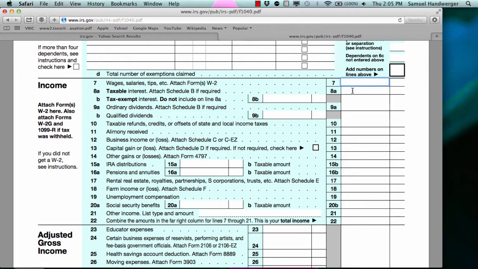You'll then collect the forms 1099, which will be of a nature for entering information on lines 8 and 9. And so for polling question number, I think we're up to number 4 now, I'd like you to know what form 1099 specifically would be the form for entering information on line 8A, and what 1099 form specifically would be the one for entering information on line 9A.